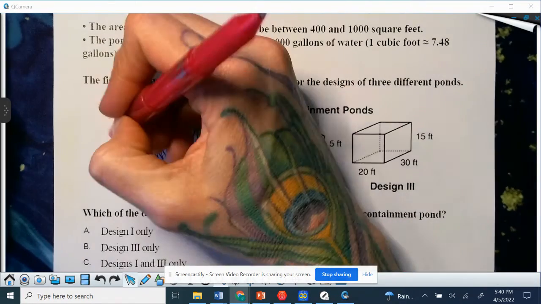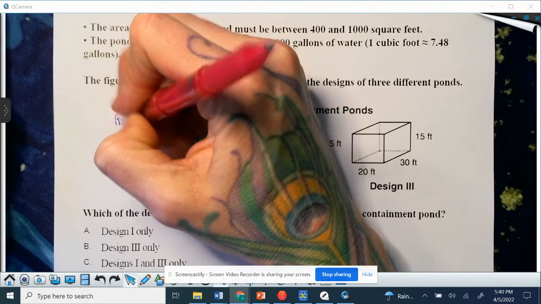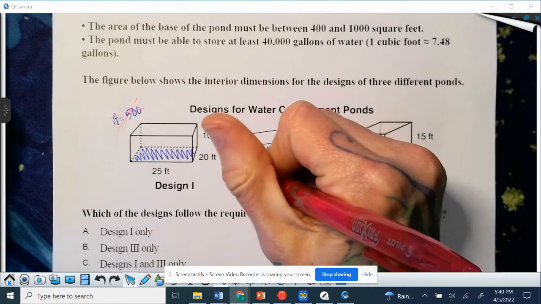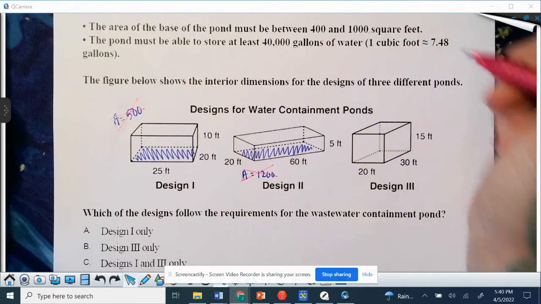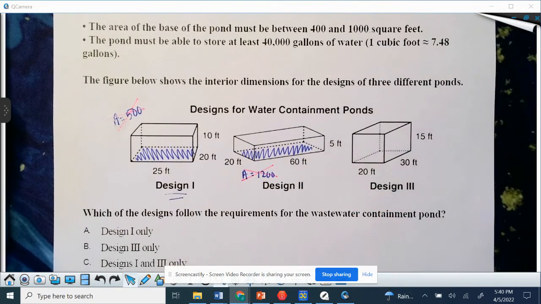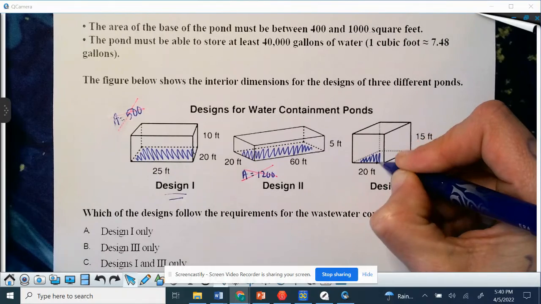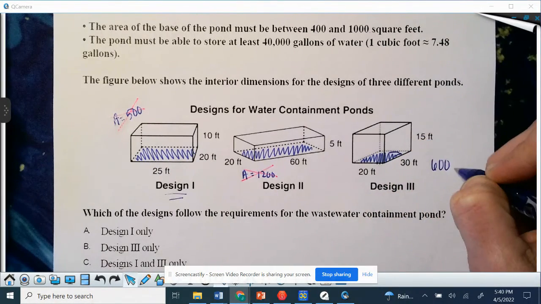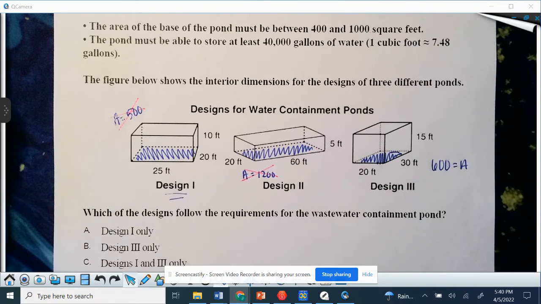Oh, I was wondering what I was doing here. 500 is good, so we're going to leave 500. So disregard my pink X. 1,200 is too big, though. Larger than 1,000. So 500 is good. So design 1 is still in the game. And then 20 times 30 is going to be that 600 for area of the base. And that is between 400 and 1,000 as well. So right now we're really focused on design 1 and design 3.